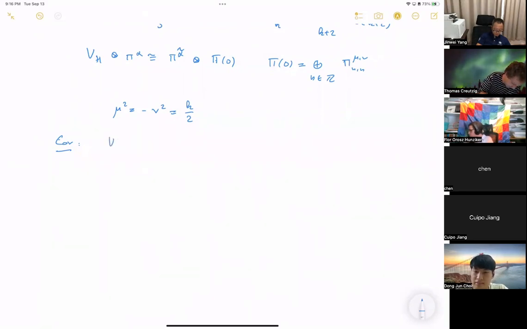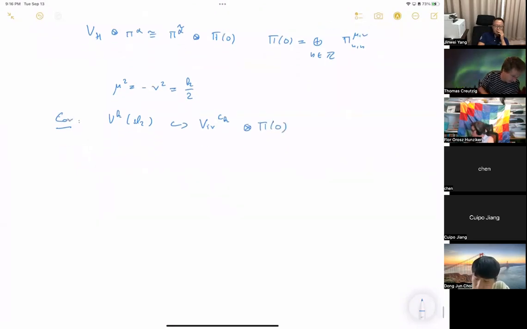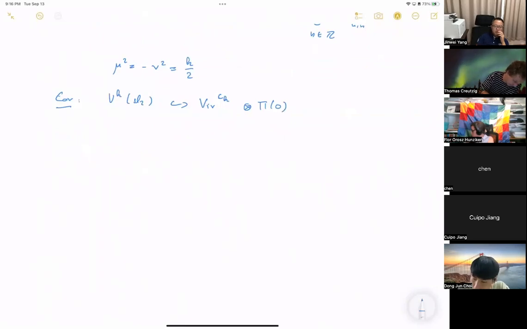So anyway, what I have explained to you is that one has an embedding of the universal affine vertex algebra of SL2 at level k into its quantum Hamiltonian reduction, the universal Virasoro algebra at the corresponding central charge, times this half lattice VOA that is called pi 0. Now let Vir with a lower index be the simple quotient.